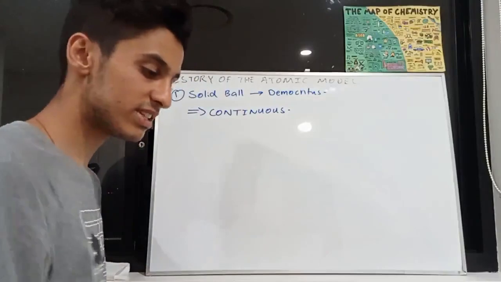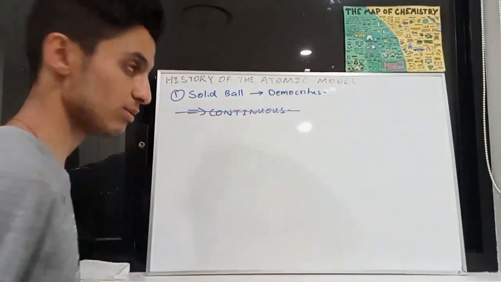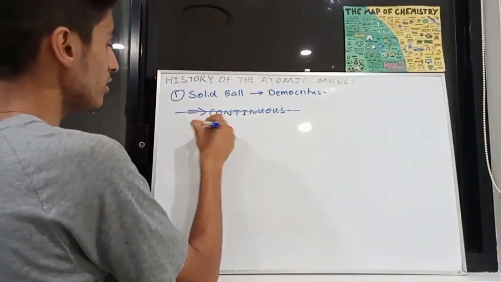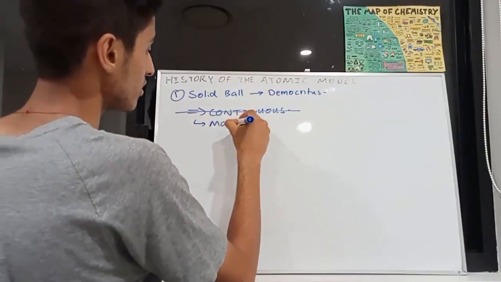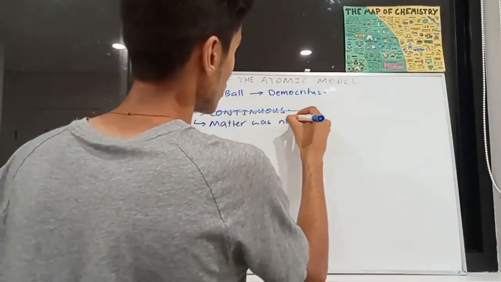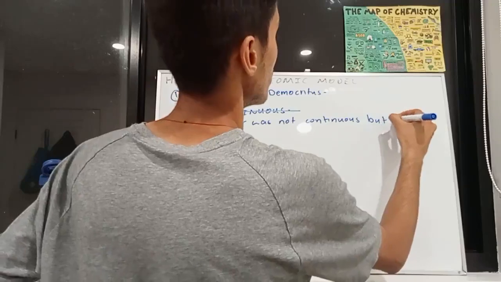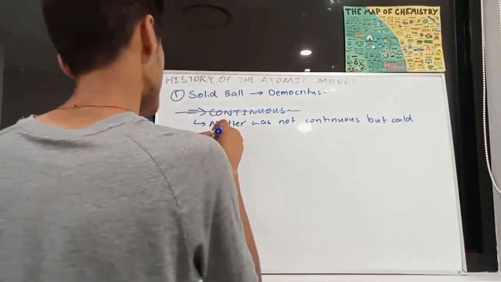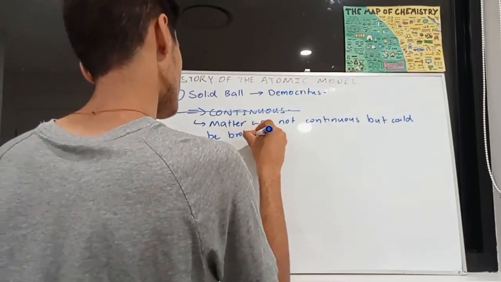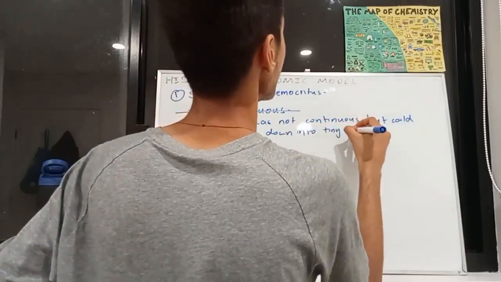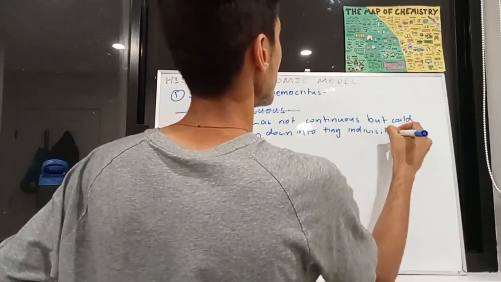So he broke the old perception that matter was continuous. He said matter was not continuous, and that it could be broken down into tiny indivisible particles. So we could say that matter was not continuous, but could be broken down into tiny indivisible particles.